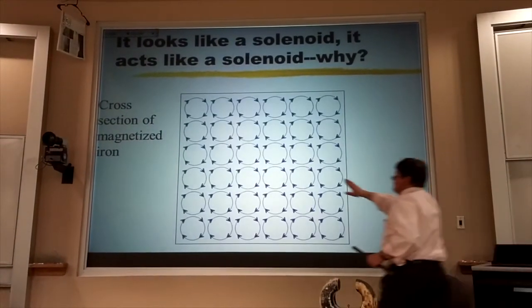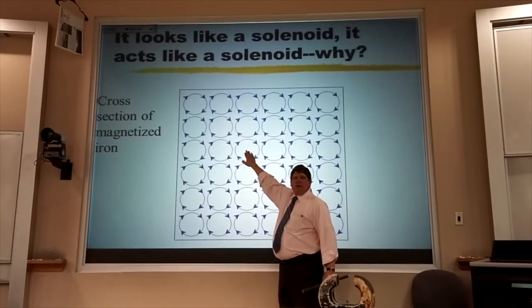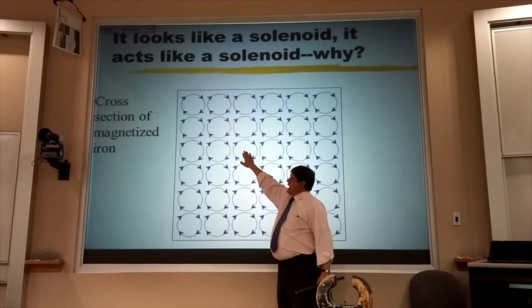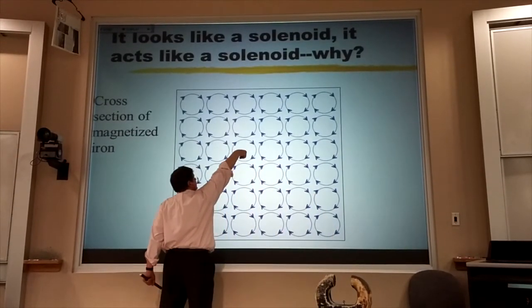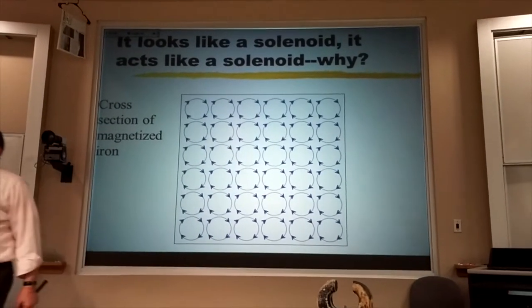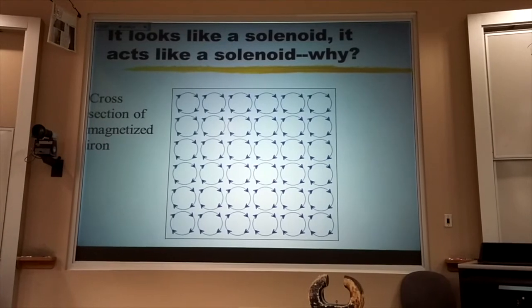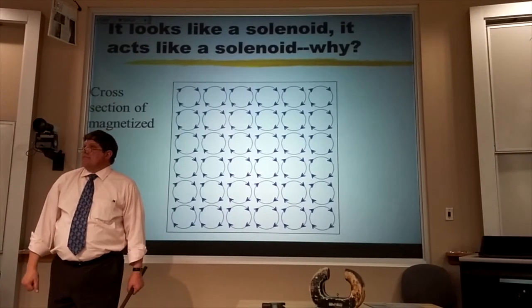Each of those represents one atom. And that atom has a north and a south pole, and I can represent that with a current loop that goes clockwise. And so the North Pole would be pointing into the board, the South Pole out of the board. And I get them all lined up so that they're all going around clockwise.